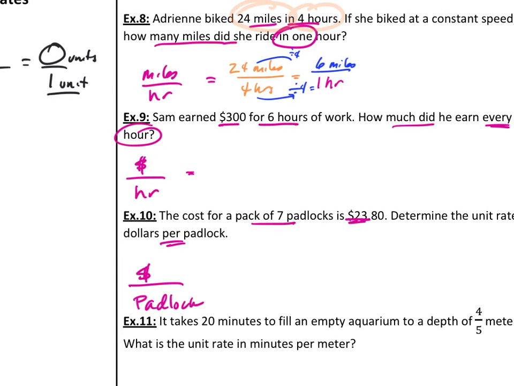So again, this one, I'm talking about $300 in 6 hours. And I want to know how much in 1 hour. And that's all you're doing. It's that simple. You're going to divide this by 6, right? It's a scale factor basically to get 1. So you've got to divide this by 6, and I don't care where you do that. And that's 50. So that's $50 per hour.